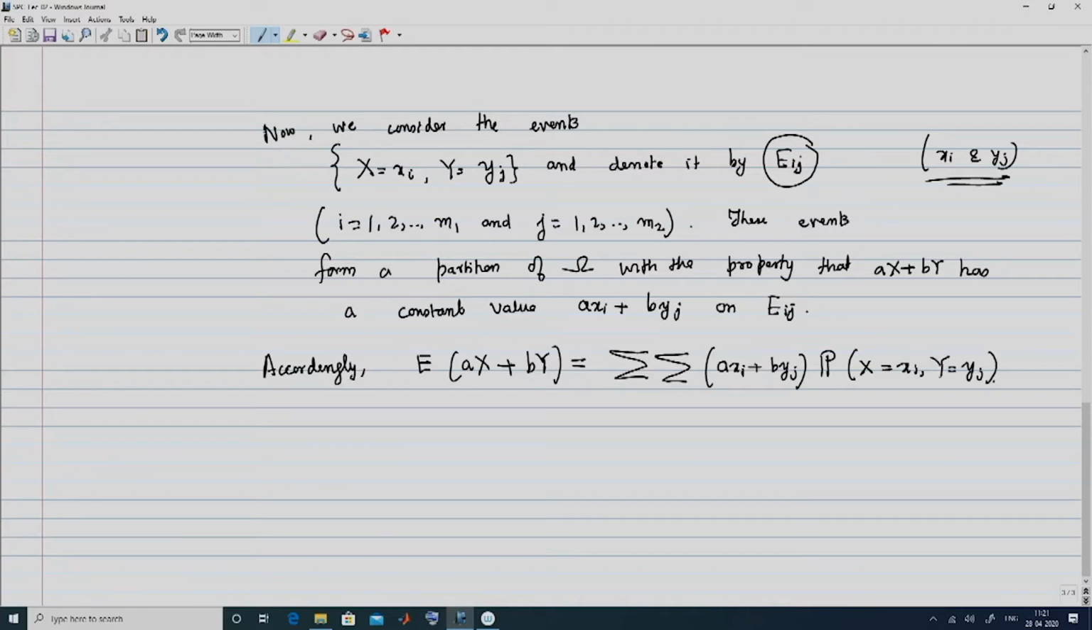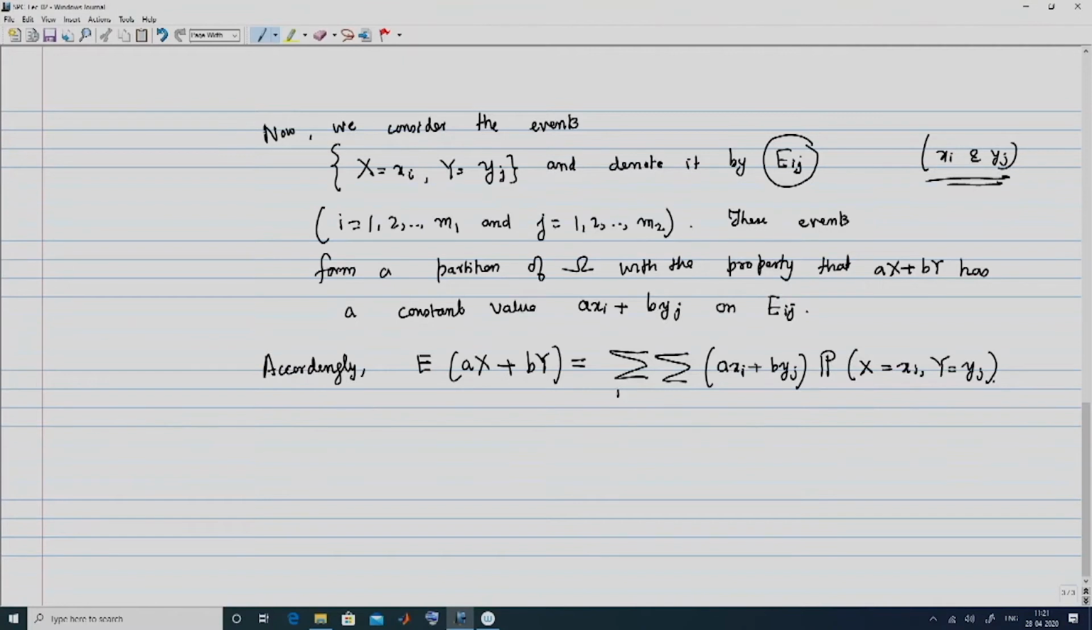Just remember that the events X equal to x_i and Y equal to y_j, for i equal to 1 to m1 and j equal to 1 to m2, are disjoint and form a partition. I have just made use of the definition of expectation in terms of the values the random variable takes to get this expression. The summation goes from i equal to 1 to m1 and j equal to 1 to m2. Now I am going to split this up into its components.